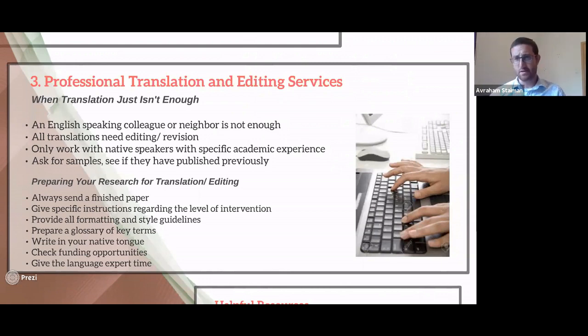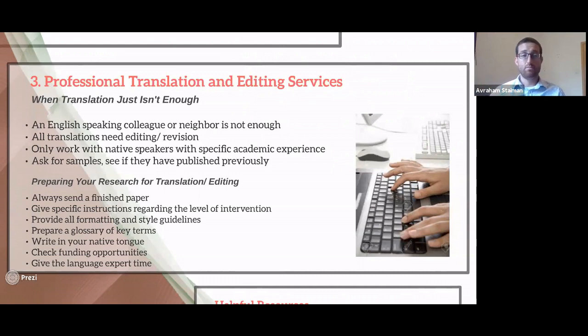It goes without saying that obviously you should be working with native speakers of the target language. So for translating from Italian to English, the translator should be a native speaker of English. Obviously, for editing, whatever language the paper is being edited in must be done by a native speaker.